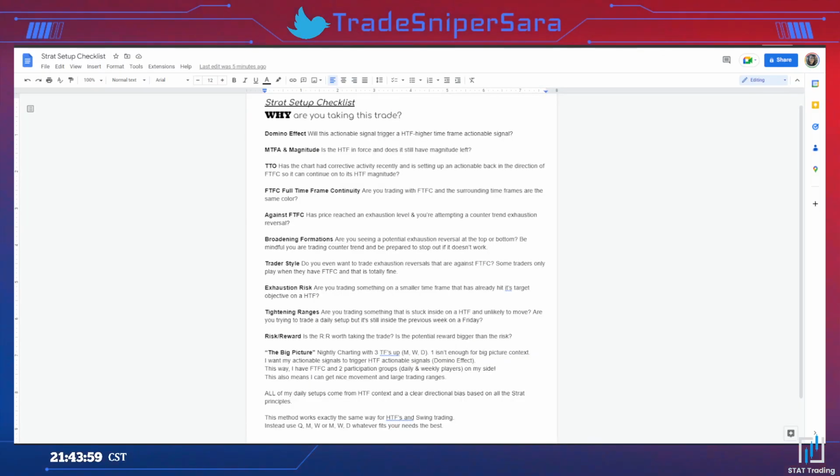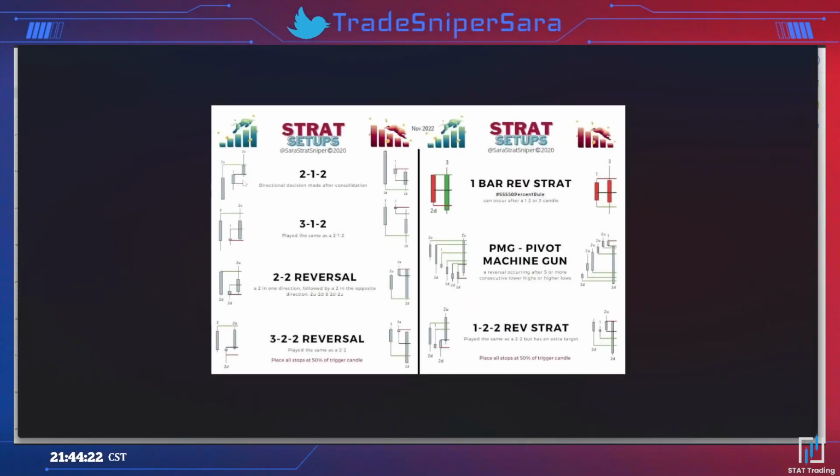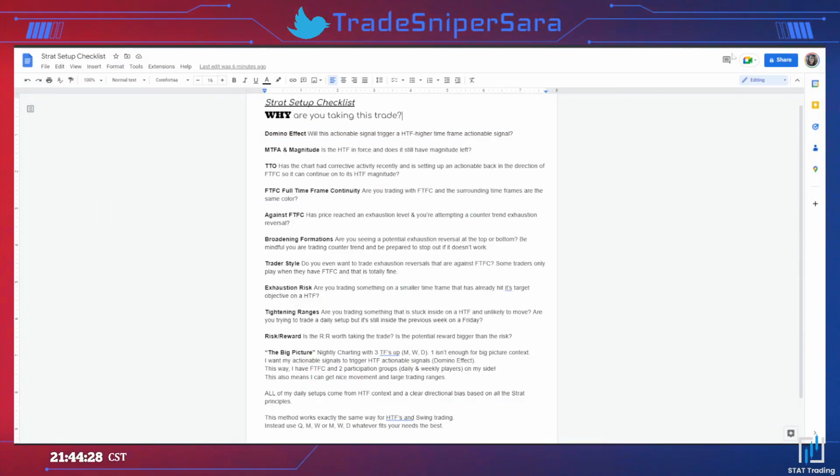So I took the Stretchcation lesson plan and I copied it on this sheet and I kind of turned it into a checklist. Because the most important thing is, why are you taking this trade? You cannot just take a setup on the strat sheet just because you see it. There has to be context. You have to have higher time frame context. You have to have all of this context, and we're kind of going to go through it.